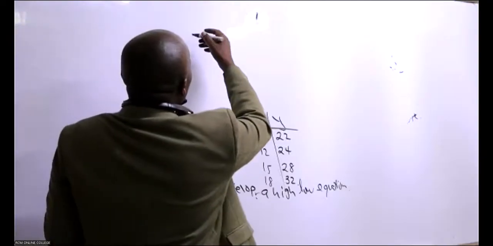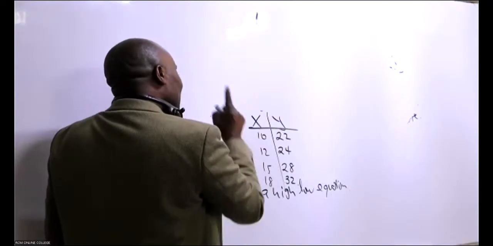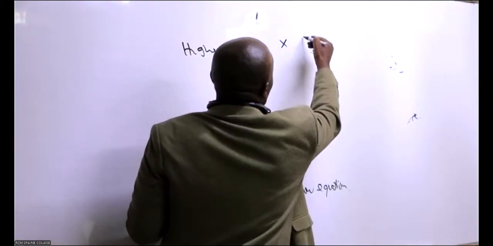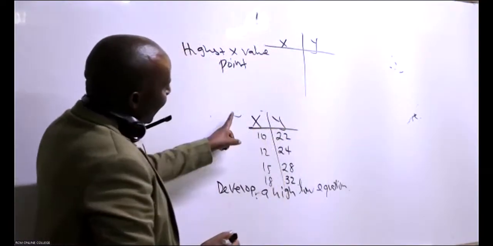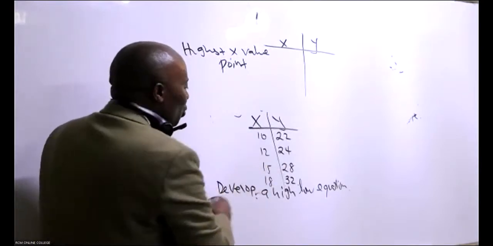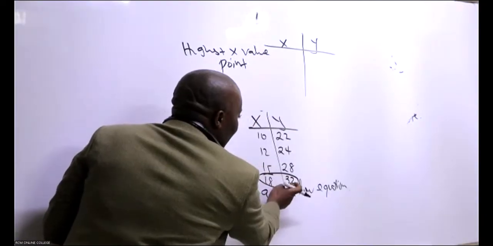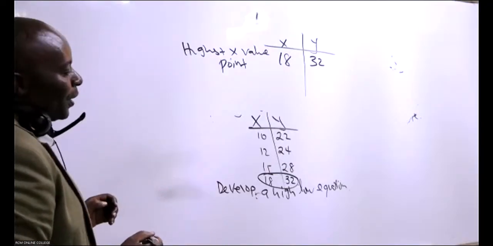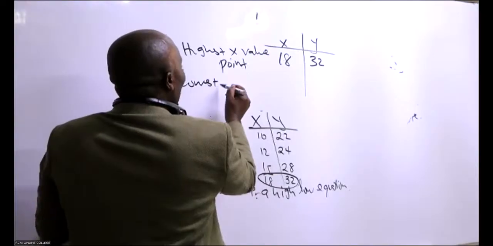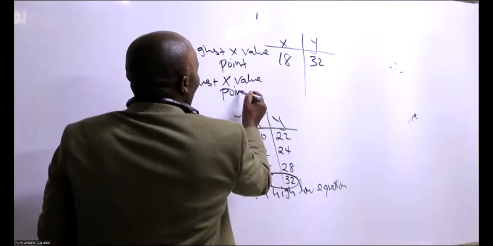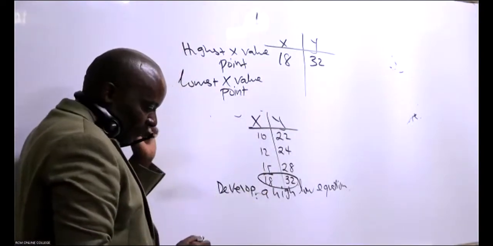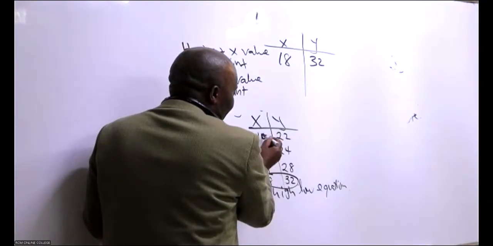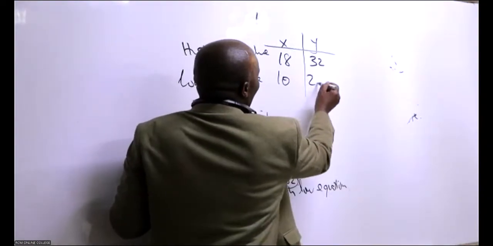It's just perception. So now this high-low method, what do we do? We select the highest X value point. We have X versus Y. Which X value is the very highest? 18. You don't pick 18 alone, you pick it together with the Y coordinate. So we have 18 versus 32. Then we pick the lowest X value point, not Y. It is 10, so you pick 10 with 22.